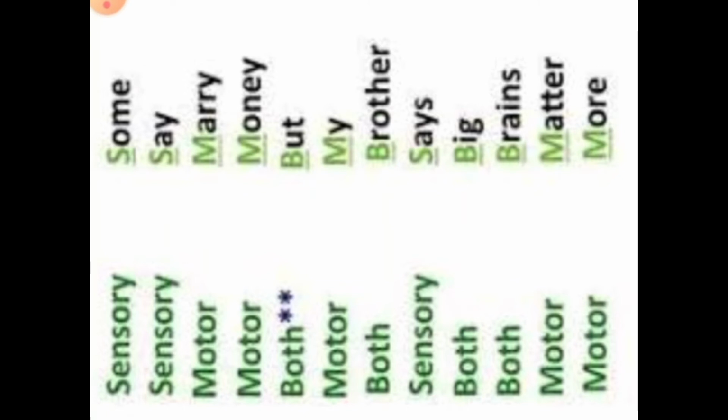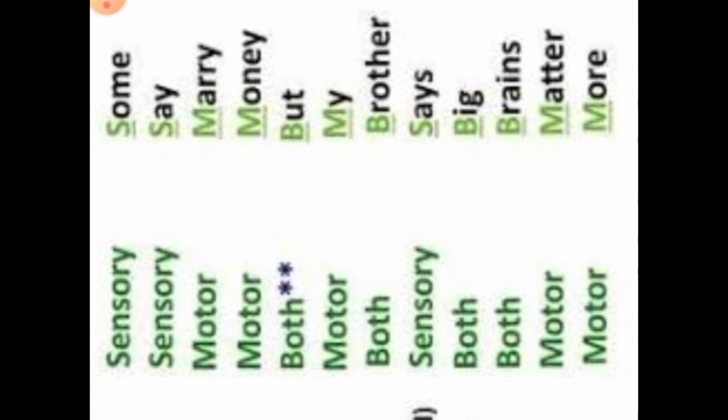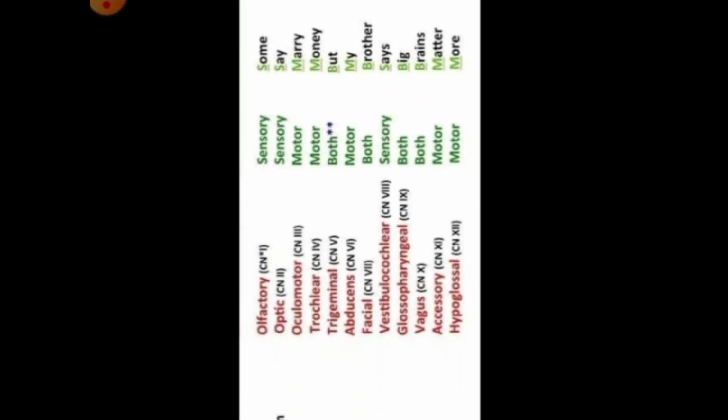From some, S is for sensory, from say S is for sensory, from marry M is for motor, from money M is for motor, from but B is for both. In this way you can memorize all the nerves and their nature. We have two mnemonics: one is On occasion our trusty truck acts funny, very good vehicle anyhow, and the second is Some say marry money, but my brother says big brains matter more.